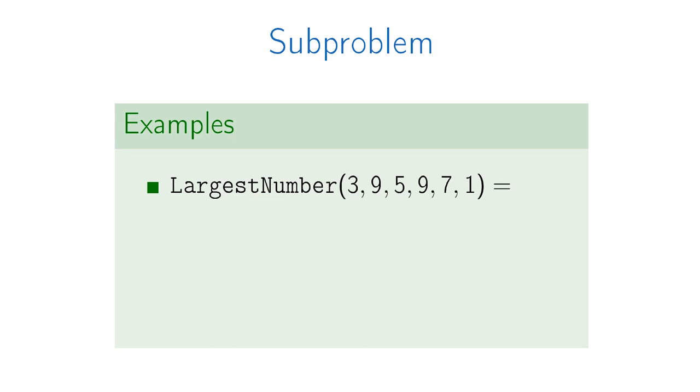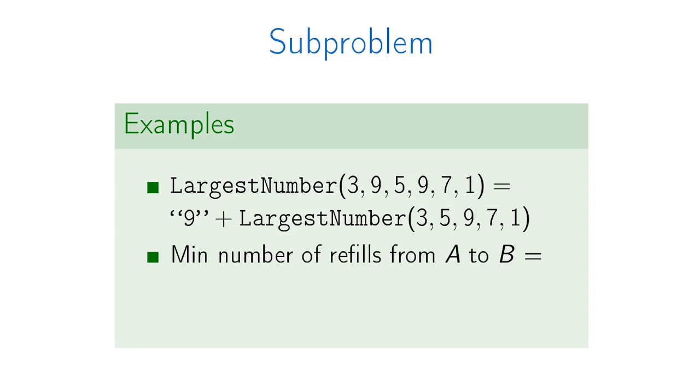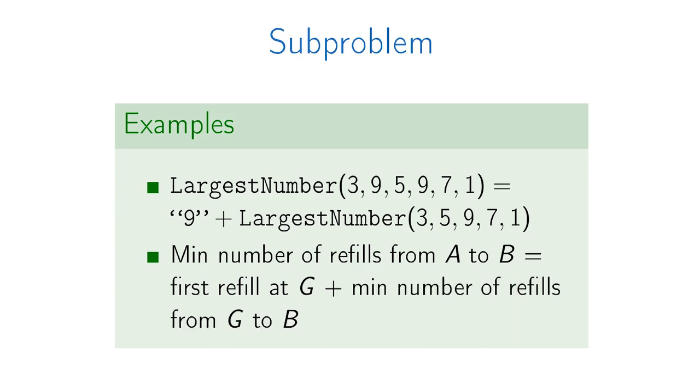One example of subproblem is from the previous video. When we need to construct the largest number out of a list of digits, we first put the largest digits in front, and then we reduce our problem to the problem of building the largest number out of the digits which are left. In this problem, to find the minimum number of refills on the way from A to B, we first refill at the farthest reachable gas station G, and then solve a similar problem, which is a subproblem, to get from G to B with the minimum number of refills.